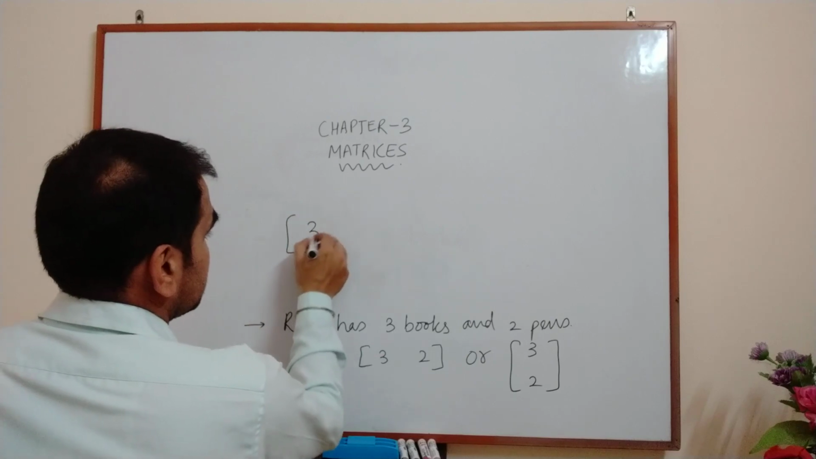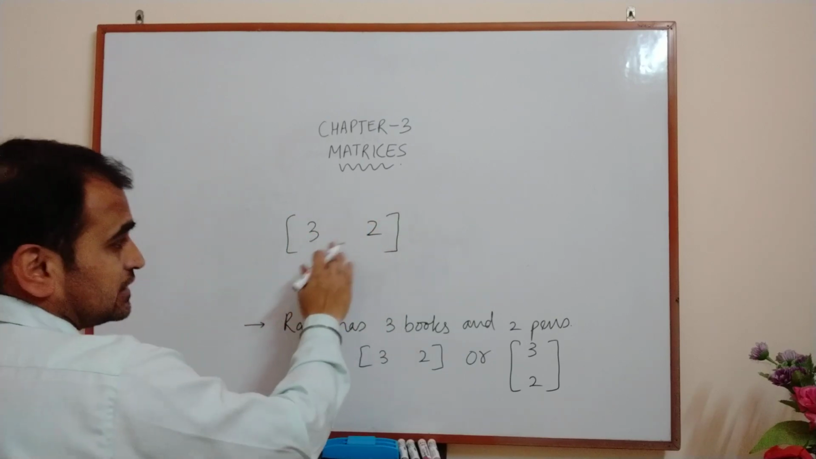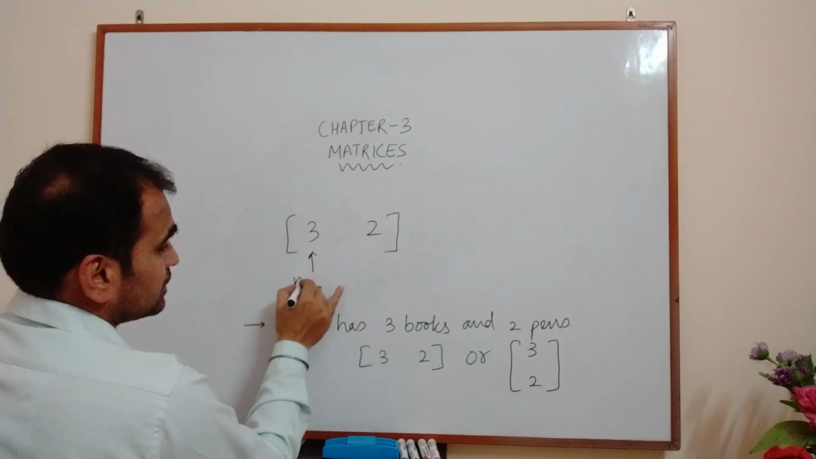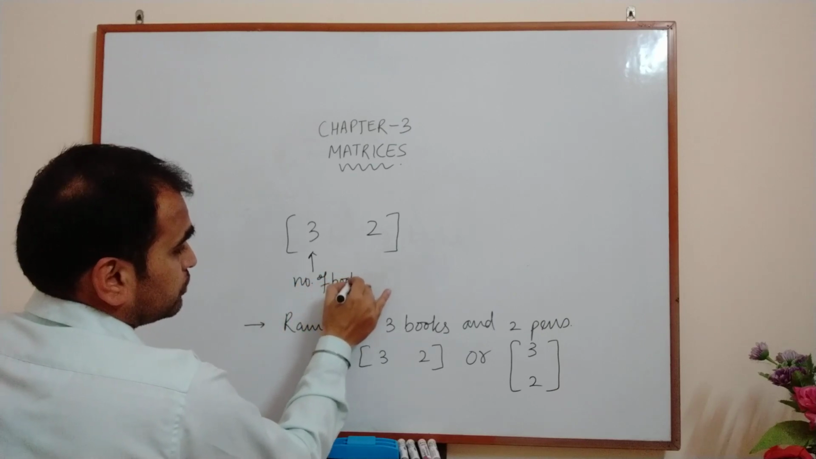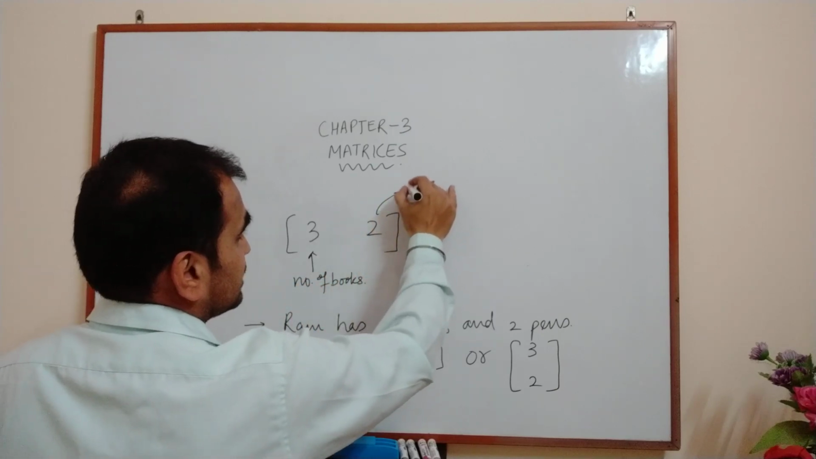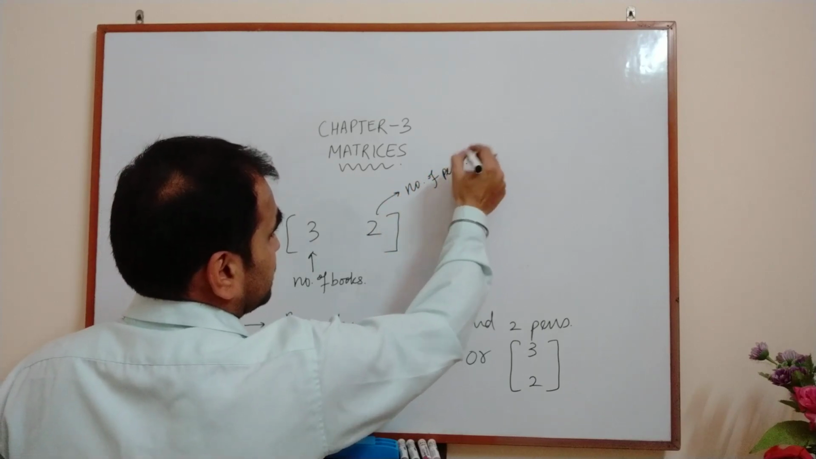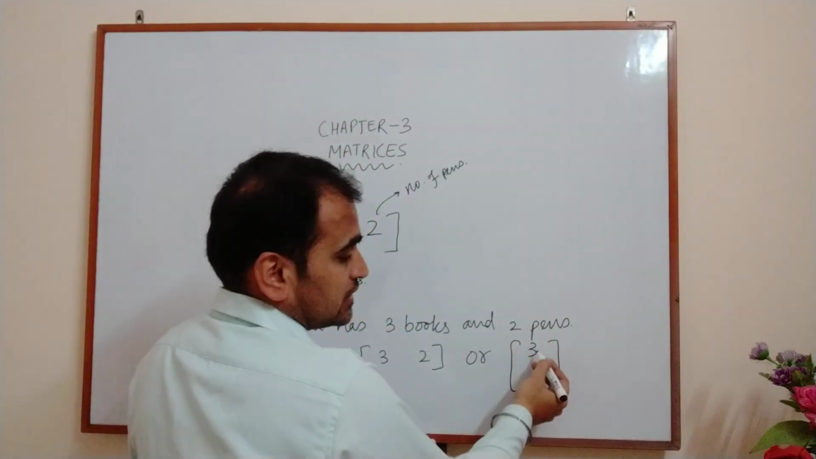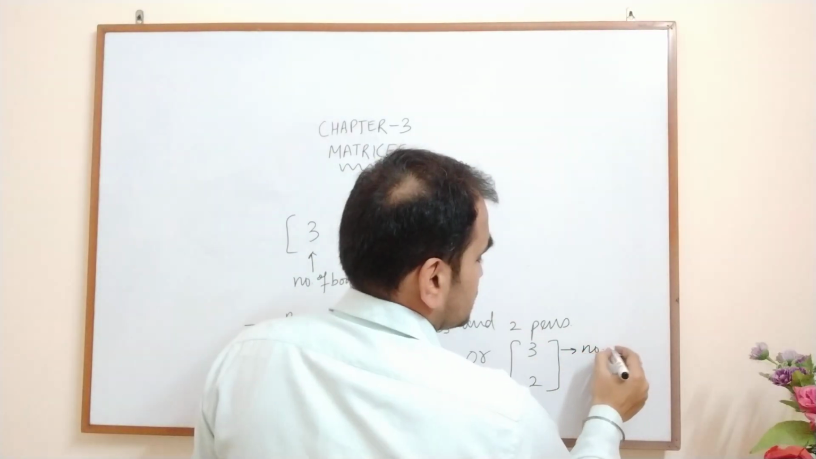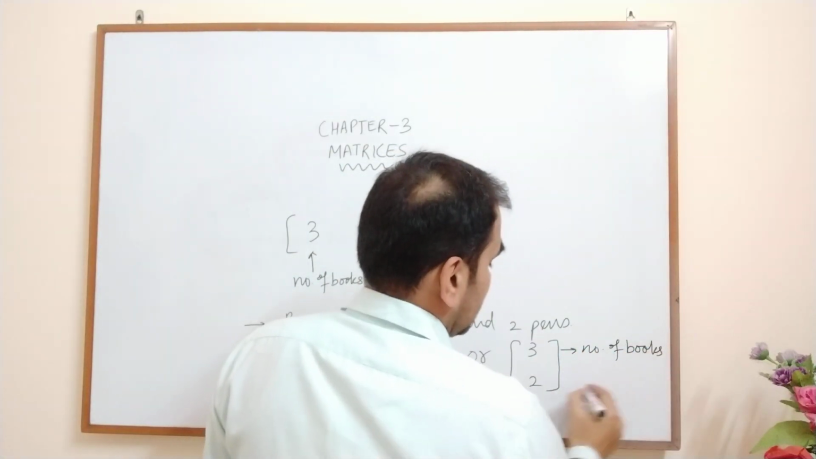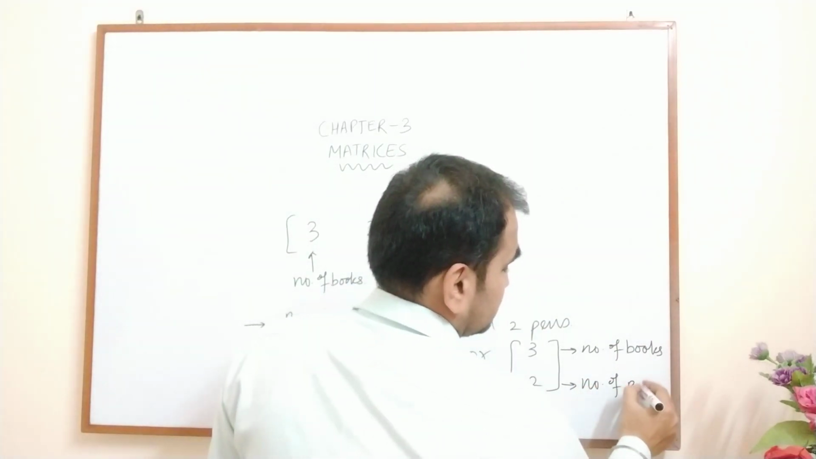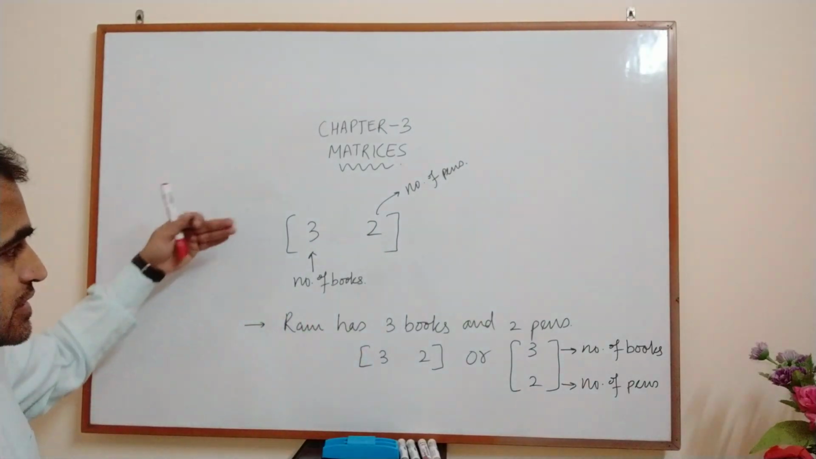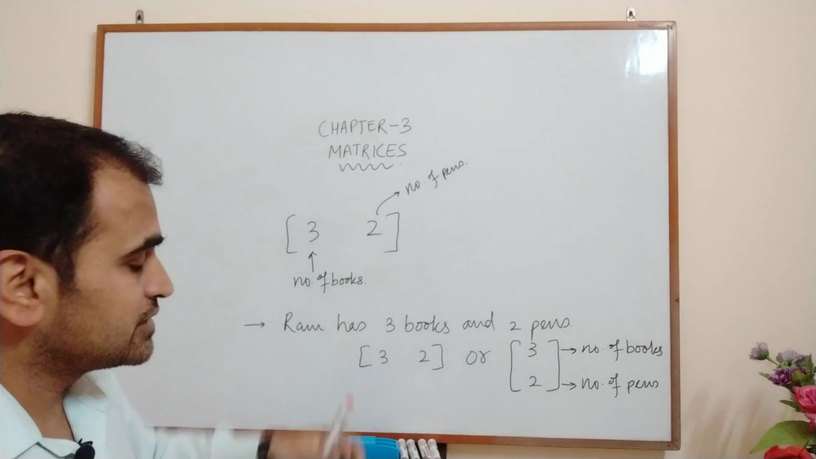See, the first value is 3 and the second value is 2. Here this is representing the number of books and this 2 is representing the number of pens. Okay. Similarly, if you are storing the detail in this fashion, like 3 and then 2, so this is the number of books and this is about the number of pens. Fine. So this is one person, Ram has 3 books and 2 pens, that we can store in this fashion or maybe in vertical fashion, so horizontal fashion and vertical fashion.